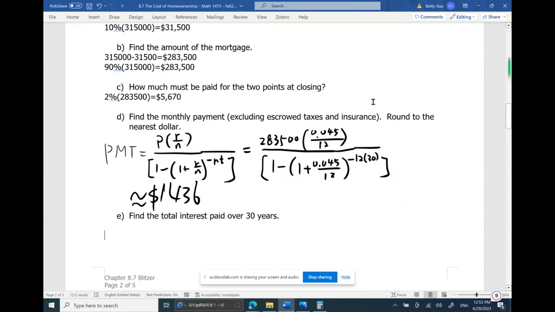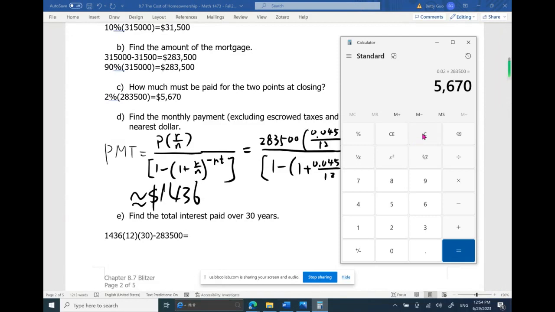Okay, so you pay around $1,436 every month for how many years? 30 years. Yeah, we have 12 months every year for 30 years, or you can just multiply 360. That's the total number of months in 30 years. And that's the money you pay over the 30 years. That amount of money must be bigger than the money you actually borrow. The money you actually borrow is $283,500. So let's do the algebra here.